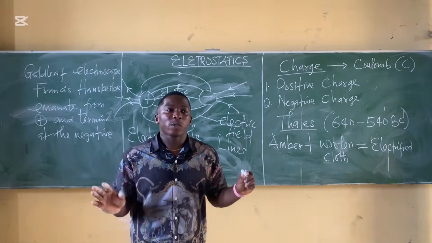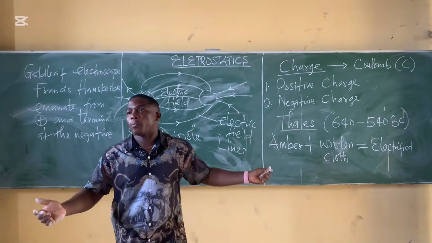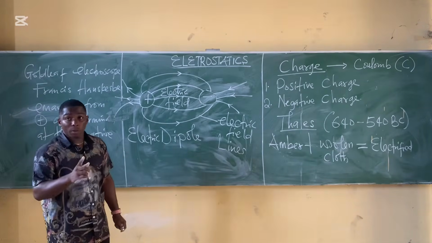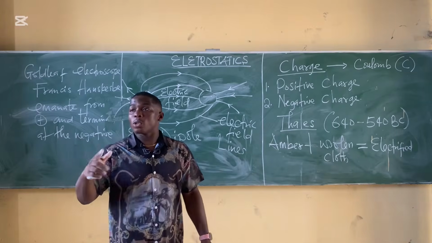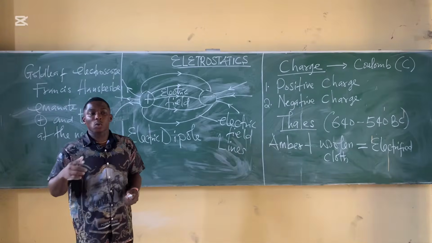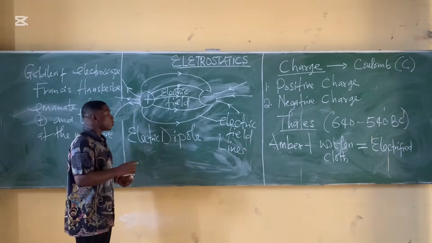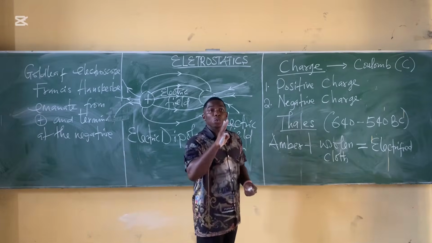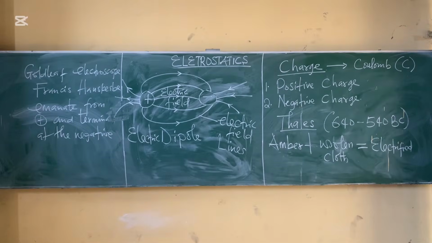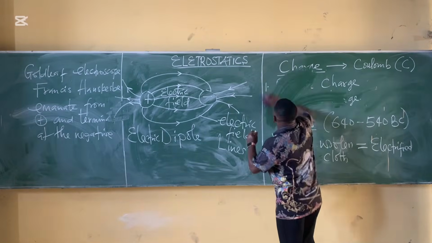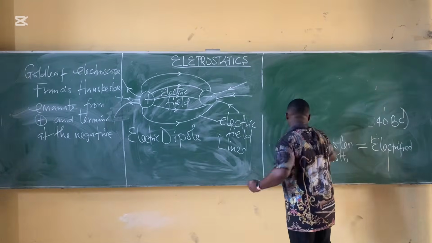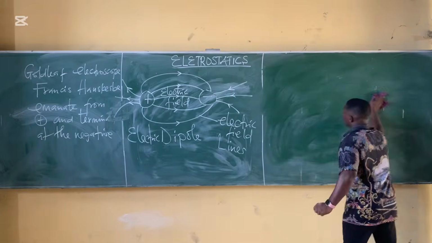Characteristics of electric field lines. Number one, they do not intersect or cross each other. Number two, they move from the positive to the negative.